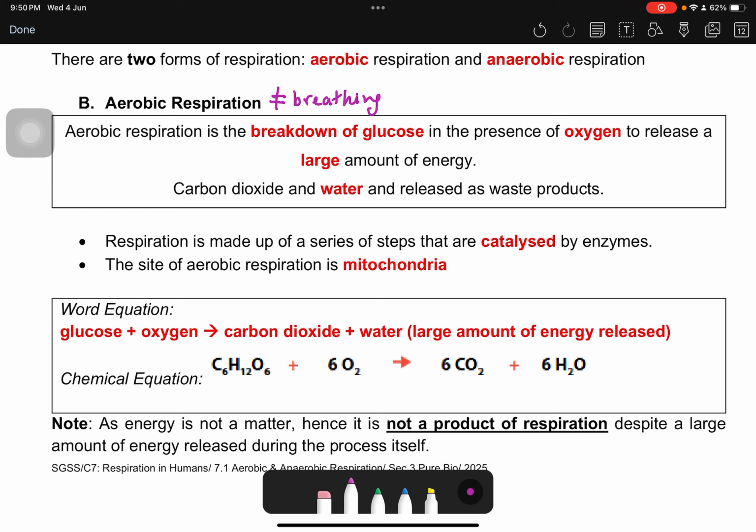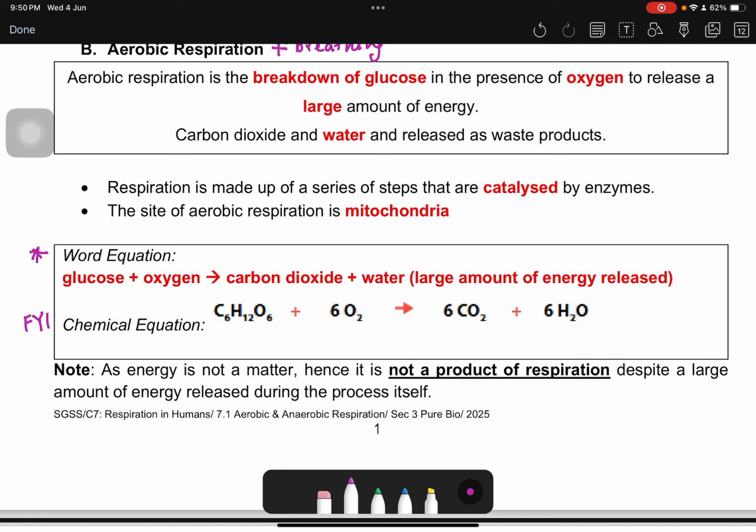You need to know how to write the word equation, but the chemical equation is for your information. Do take note. In the video, energy is labeled as a product that's released in the chemical reaction. However, energy is not a matter. It cannot be labeled as a product, as seen in some videos and textbooks.